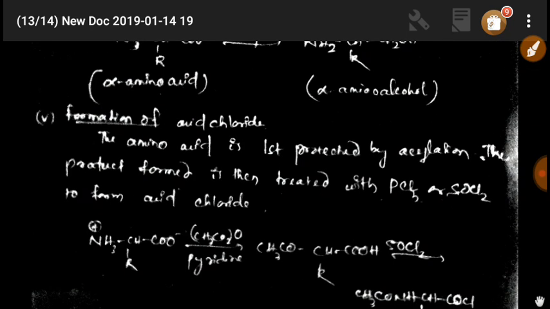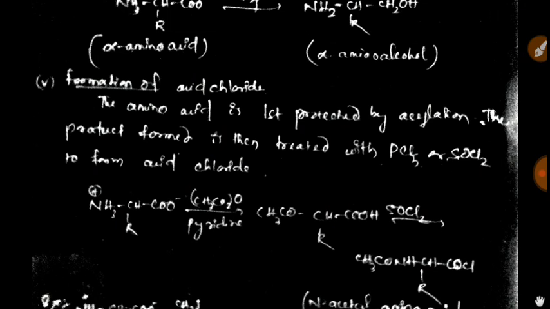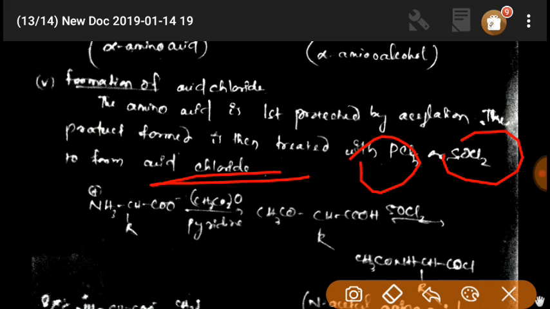Okay, next I come to formation of acid chloride. Alpha amino acid is first protected by acylation. Okay, next the product formed is then treated with PCl5 or SOCl2 to form acid chloride. This is PCl5 and SOCl2. At last this is chloride. Chloride added, and it forms the acid chloride.